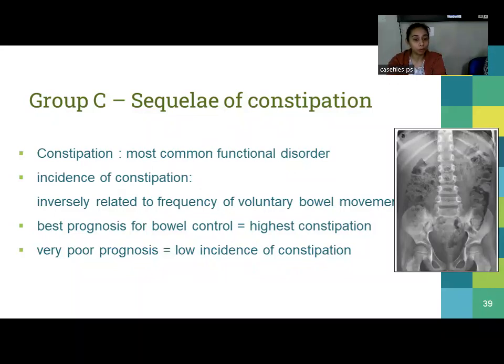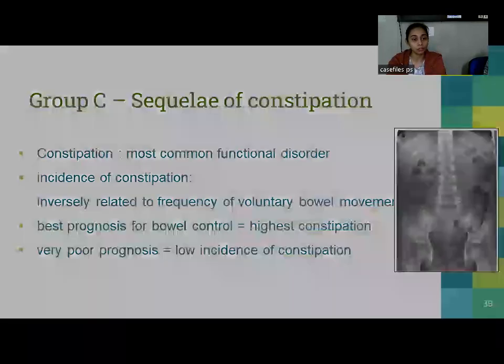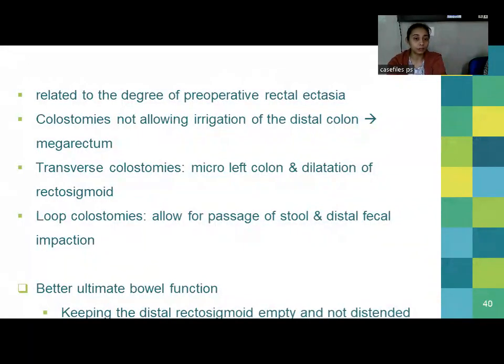Patients who have the best prognosis for bowel control have the highest incidence of constipation, and with poor prognosis, they have a low incidence of constipation. Again, it is related to the degree of preoperative rectal ectasia. A colostomy that does not allow irrigation of the distal colon leads to the formation of megarectum. A transverse colostomy leads to micro left colon and dilation of the rectosigmoid. Loop colostomies allow the passage of stool, are not diverting, and cause distal fecal impaction.